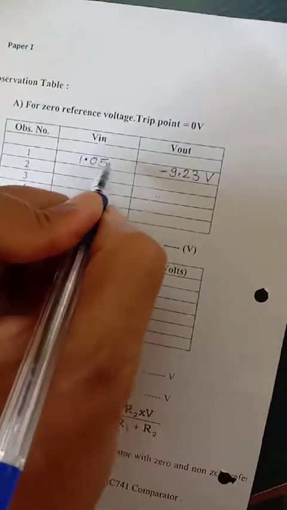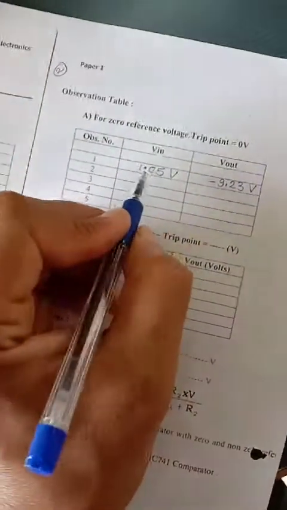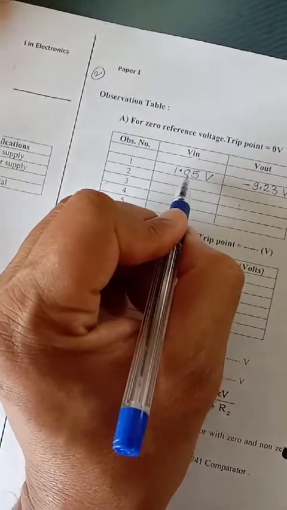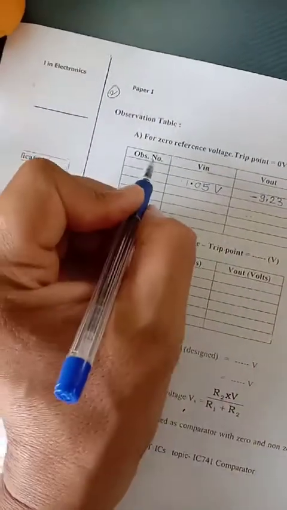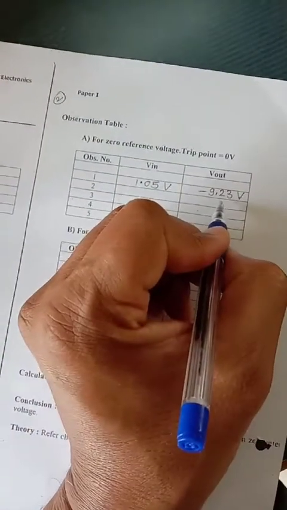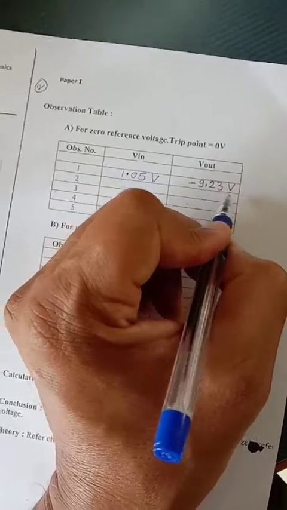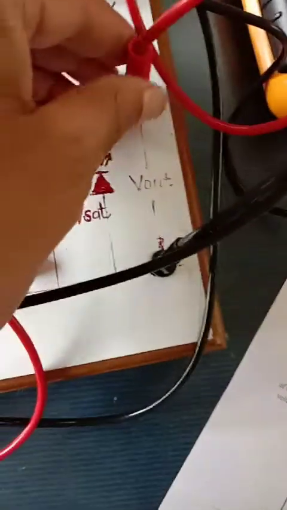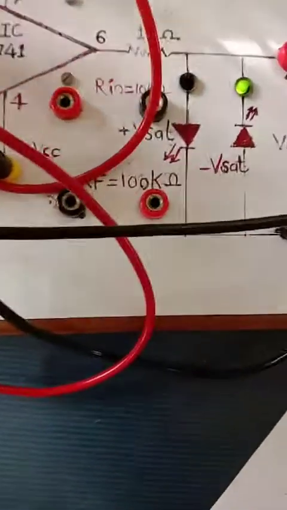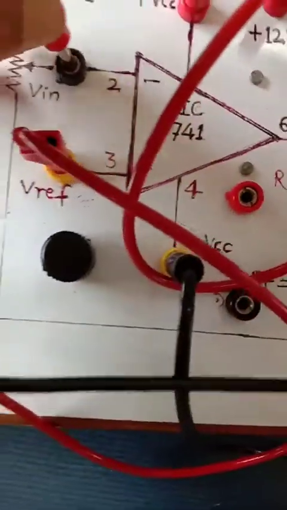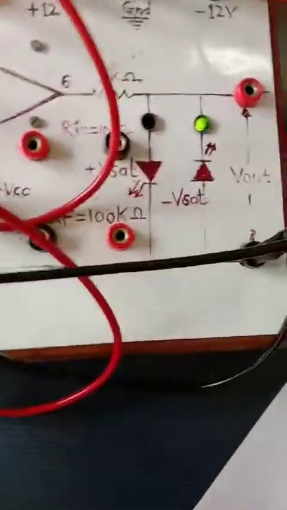-9.23 volt. Okay, so when the input is 1.05, since it is greater than 0 volt, we get a negatively saturated output, and here the output is -9.23. Then I am disconnecting this positive wire and again connecting it to the input. Then I am changing this input. See here, I am rotating this knob.